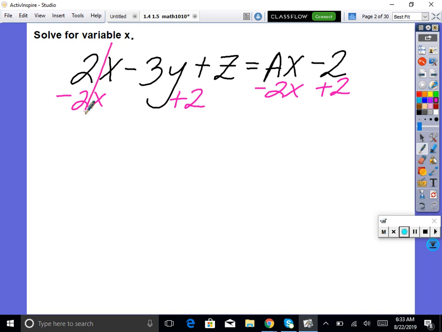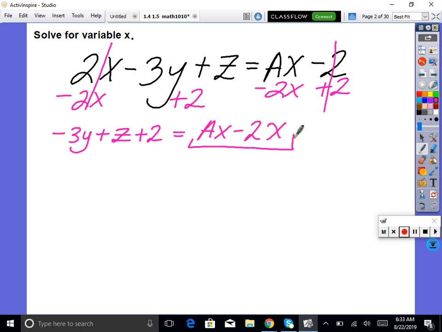Okay, so now let's rewrite what we have. Negative 3y plus z plus 2 is equal to ax minus 2x. And now from here on this side, what would we do?